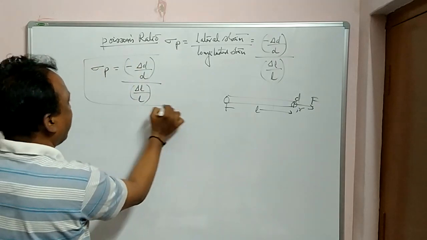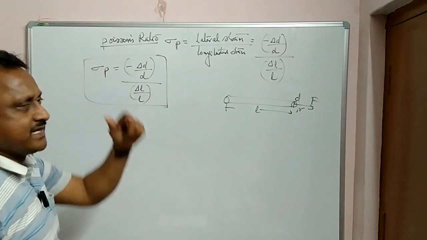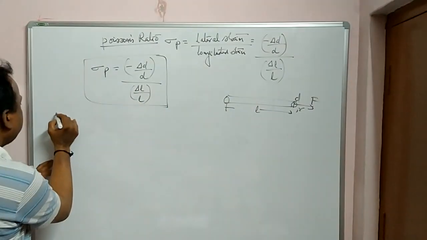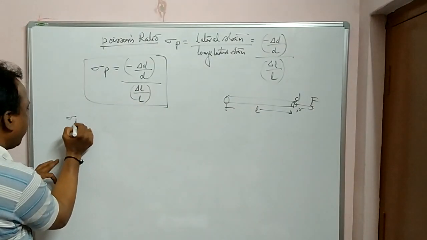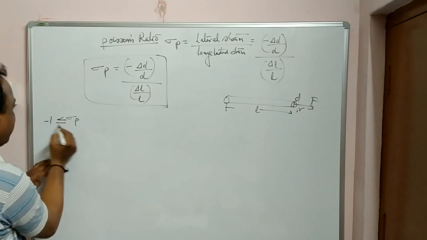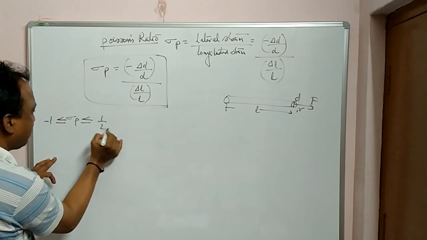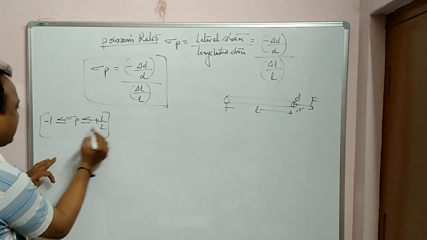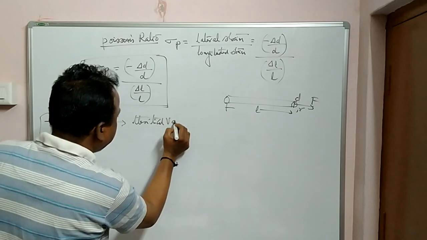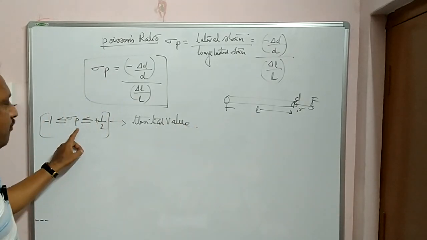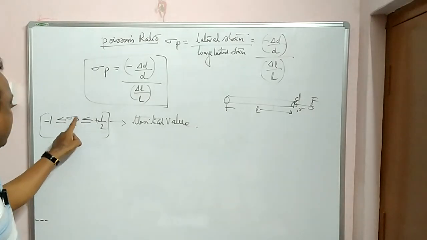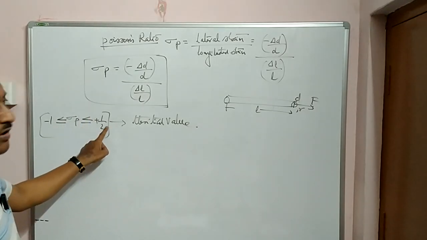Very, very important formula. And the scientist has also practically given some values. See, Poisson's ratio value is greater than or equal to -1, less than or equal to half, that is plus half. This is called the theoretical value. Poisson's ratio is greater than or equal to -1, less than or equal to half.